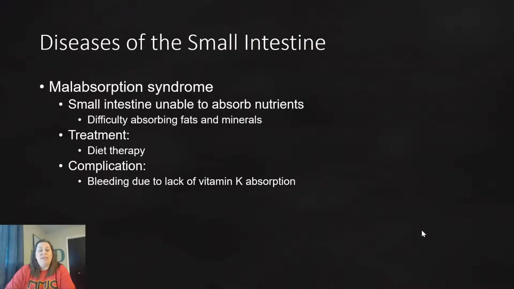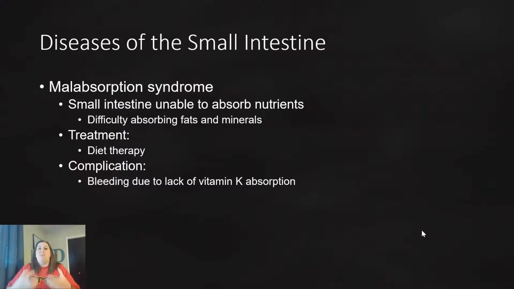All right, so we're going to continue on with our discussion of the diseases of the digestive system, and we're going to look at the diseases of the small intestines next. So when we're looking at the small intestine, one of the main things that we see being an issue is what we call a malabsorption syndrome. When we look at malabsorption, it's where the small intestines is unable to absorb the nutrients like it's supposed to.